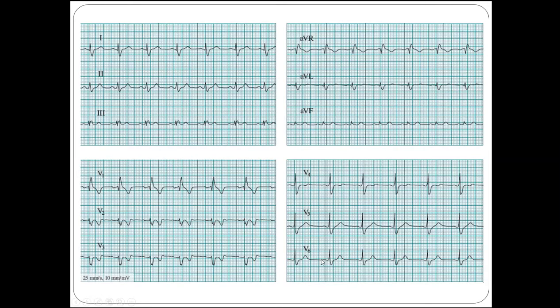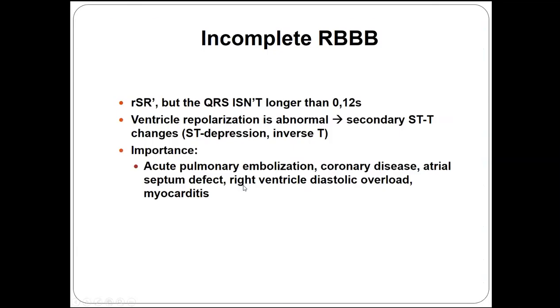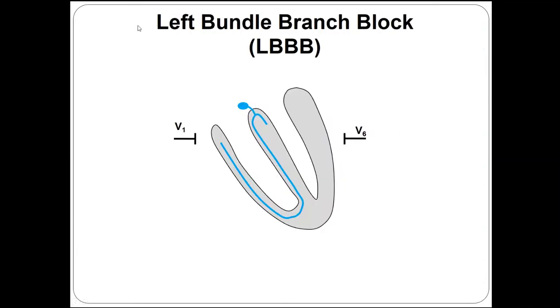So the M complex or the S wave, but the duration of the QRS, if it's less than 0.12, that means incomplete. If it's more than 0.12, complete. That's it. Nothing else. I'm sorry. Let's see the left bundle branch block.